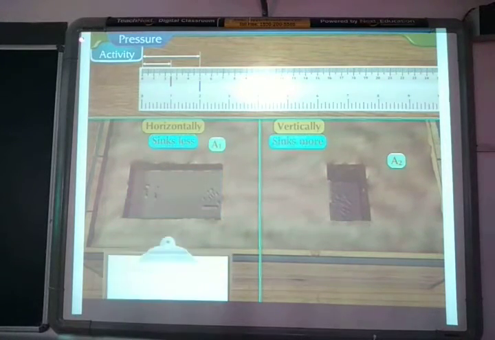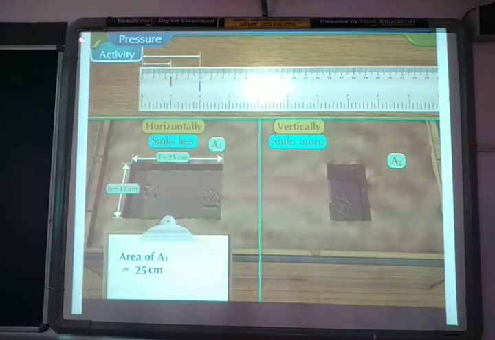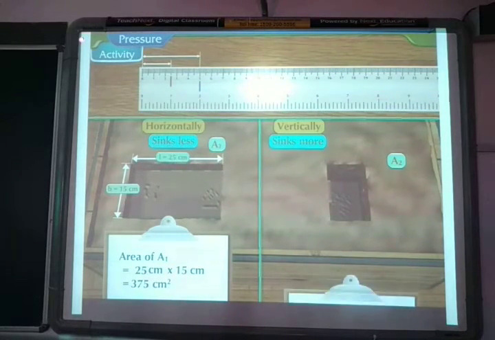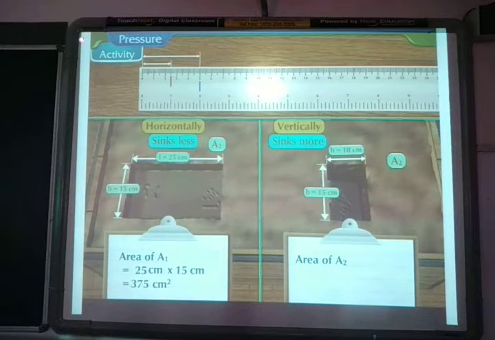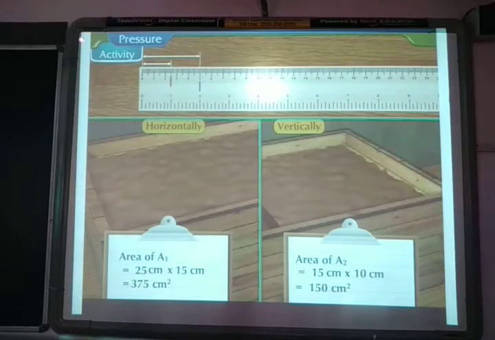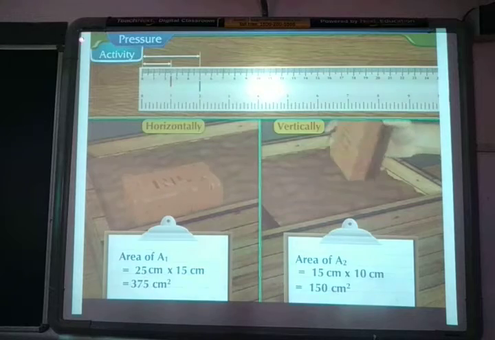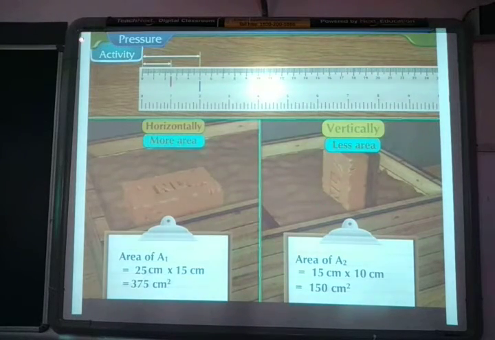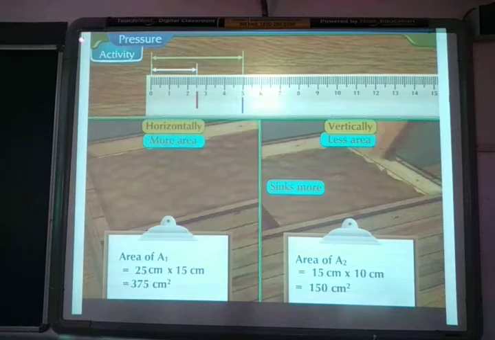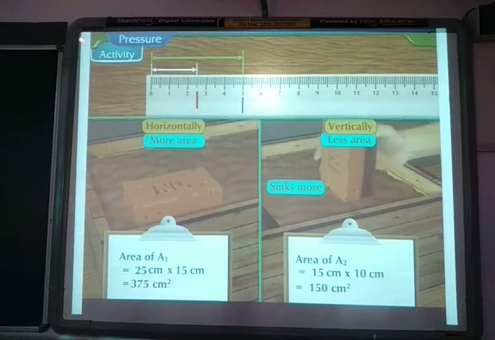The area of the imprint A1 can be calculated as 25 centimeters into 15 centimeters, that is 375 centimeters squared. Similarly, the area of the imprint A2 will be 15 centimeters into 10 centimeters, that is 150 centimeters squared. This shows that the area on which the brick rests in the vertical position is lesser, but the force with which it pushes the mud is greater. That is why the brick sinks more in the mud when placed vertically.